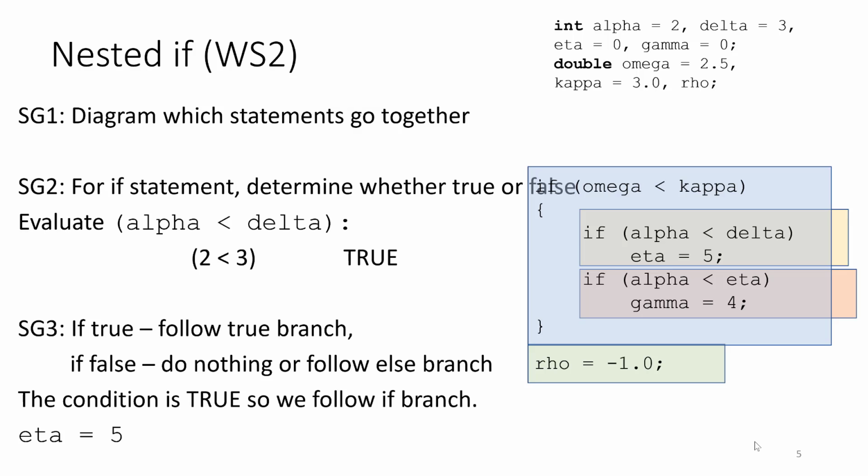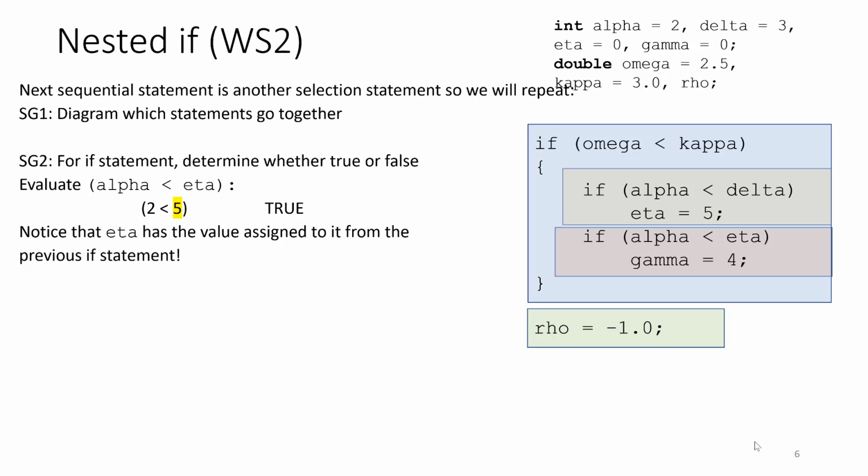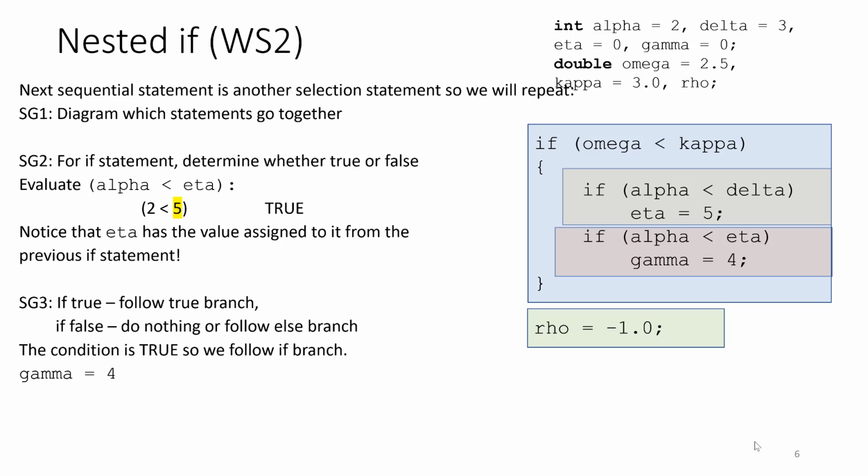Now we're going to the next sequential if statement inside the outer if statement. In this one, we will see whether or not alpha is less than eta. Notice that alpha has the value of 2. Eta now has the value of 5, which it received from the previous if statement. 2 is less than 5, so we will follow the true branch, and then gamma is assigned the value of 4.